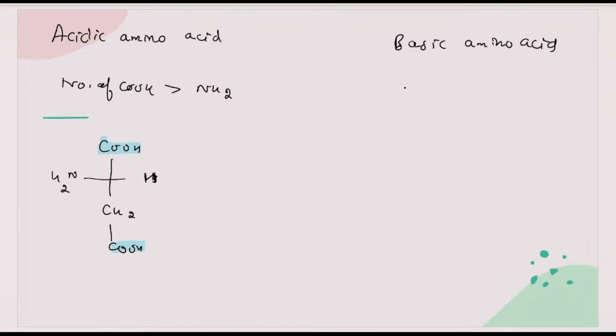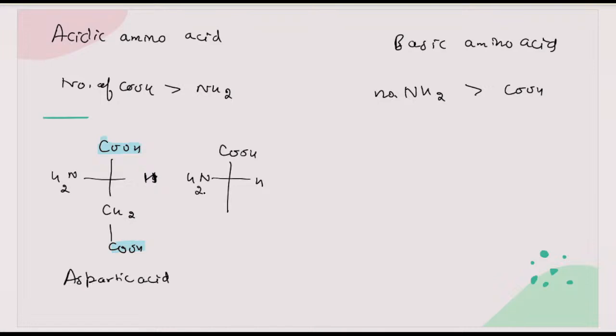And how about the basic? On this side, the number of NH2 groups is more than the COOH groups. So two kinds of acid we are having. This is known as aspartic acid, and next is going to be glutamic acid. And the next important question from this topic: between aspartic acid and glutamic acid, which acid is the stronger acid in nature? Can you just tell me?